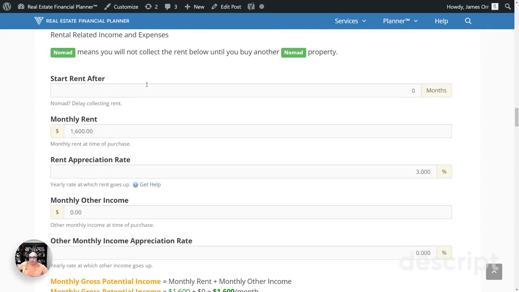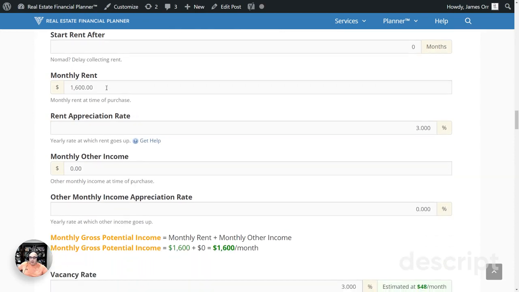Okay, we're going to start the rents. We're going to start it as soon as we're done moving out of it after a year. And the rent on the property that she's able to get on a $250,000 property in her market, she's able to collect around $1,600 a month in rent.